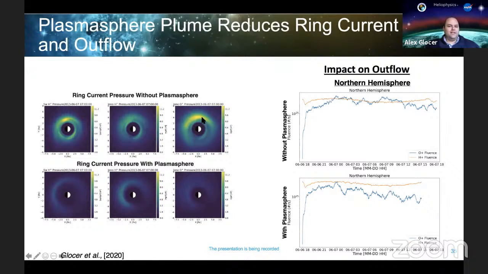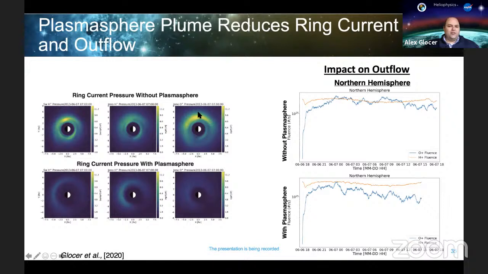And what we find is that the ring current intensity is significantly reduced when we include the effect of the plasmasphere. And this is largely because we're reducing the efficiency that we can transfer solar wind energy into the magnetosphere. And that's going to reduce the ring current buildup. But it's also going to change the composition in the ring current.